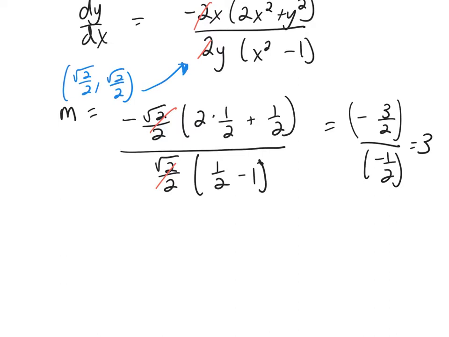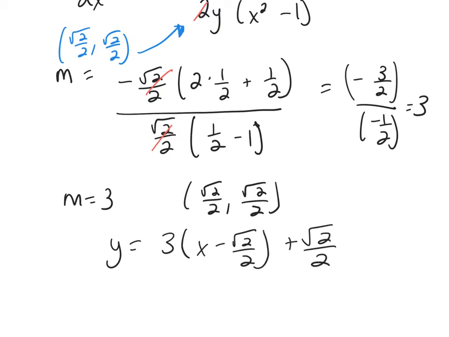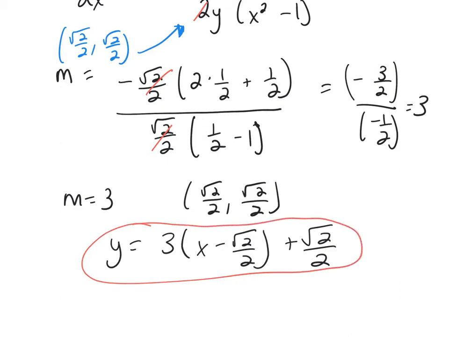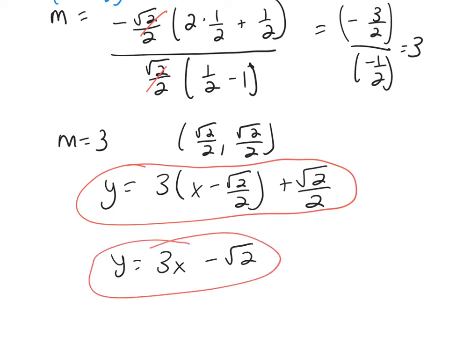So I've got the slope of my tangent line, and I've got my point. I've got everything I need to write the equation of a tangent line. It's going to be y equals 3 times (x minus square root of 2 over 2) plus square root of 2 over 2. You can leave your answer like this if you want, or if you want to distribute and simplify, you would get 3x minus square root of 2. Either one would be acceptable answers though.